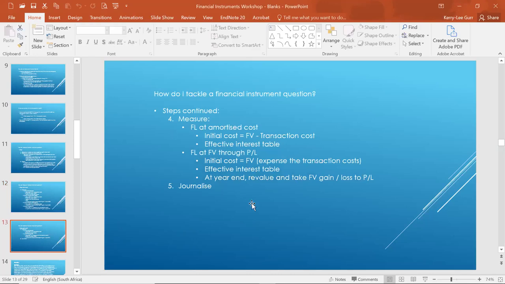Our financial liabilities are a little bit easier. We've got our financial liabilities at amortized cost. Of course, that means capitalizing our transaction costs, which we said means deducting them from the fair value. And as we expect to see with any type of debt instrument being a financial liability, we expect to see your interest payments as well as your annual payments coming through in the form of a table.